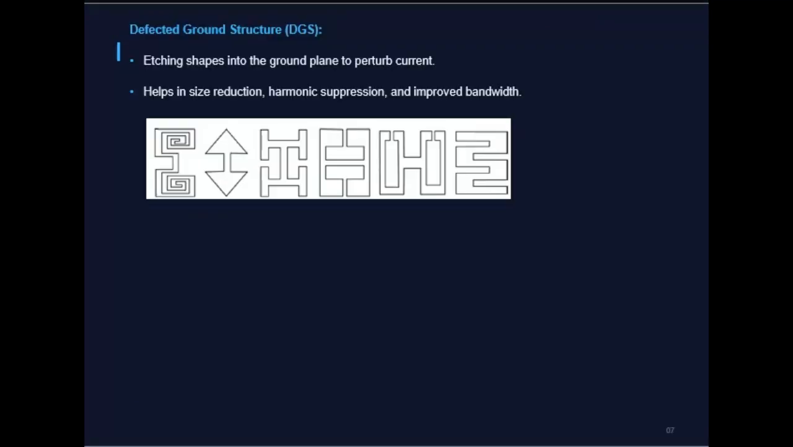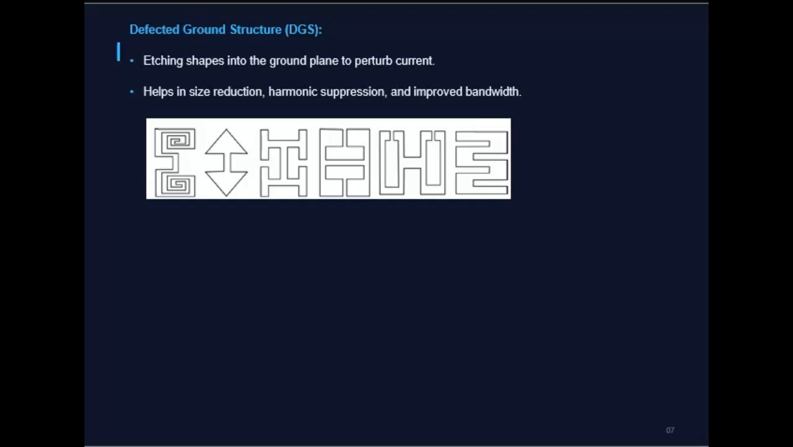In defected ground structures, these are created by etching defects or slots or some other kind of patterns, as shown in this figure, in the ground plane. So when we modify the ground plane, we modify the electromagnetic behavior of the waves. When we create a disturbance in the ground plane, there is a change in the current flow, and because of the change in the current flow, there is a change in the response.